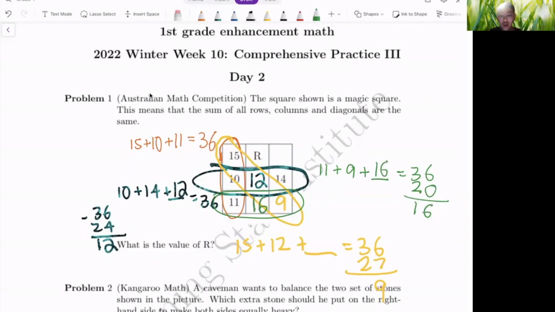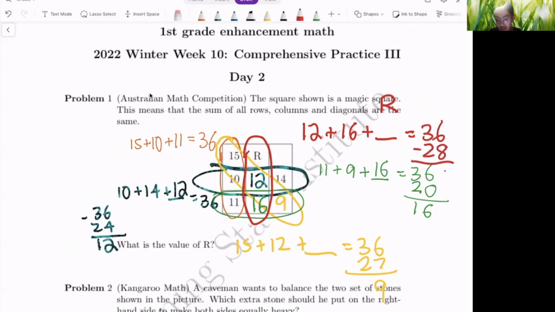And now we can solve R in the red because we are given that 12 plus 16 plus some number equals to 36. And this some number is R. And we know that 12 plus 16 equals to 28 already. So 36 minus 28, this just gives us 8. So therefore, R is 8. Also, R equals to 8.